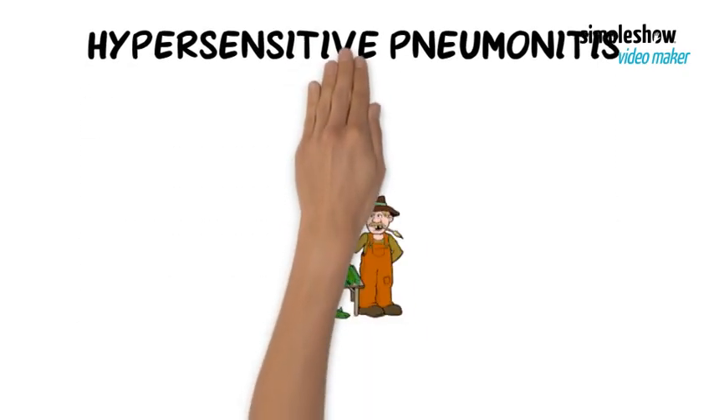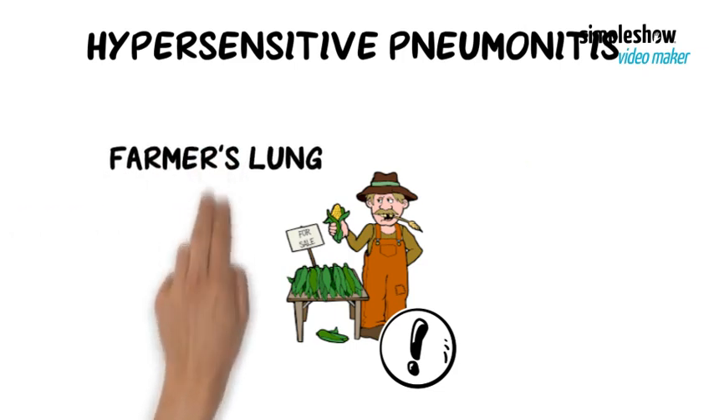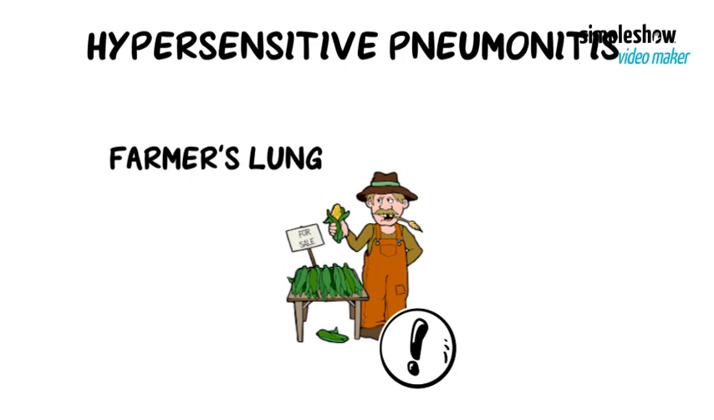In this video we will cover all the high-yield points of hypersensitivity pneumonitis. Hypersensitivity pneumonitis is a combined type 3 and 4 hypersensitivity reaction in genetically predisposed individuals. We will use the farmer's lung mnemonic to cover all the important points of hypersensitivity pneumonitis.